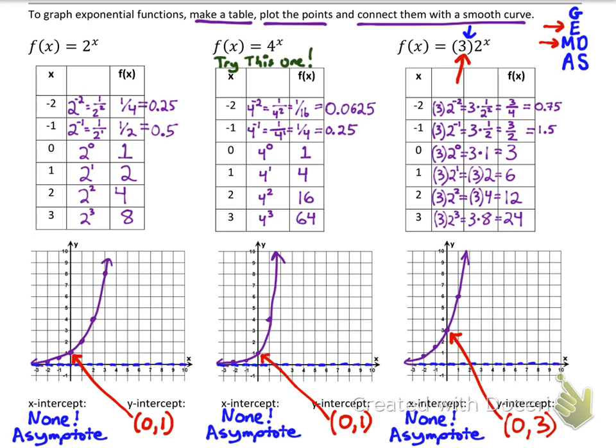Now you go, all right, well, what number is in front of the first function, for example? Well, that would be 1, right? Whenever there's not a number in front of a variable, you can always treat it like 1. So you could think of 2 to the x as 1 times 2 to the x, and that 1 in front is another reason why the y-intercept of those is 1.